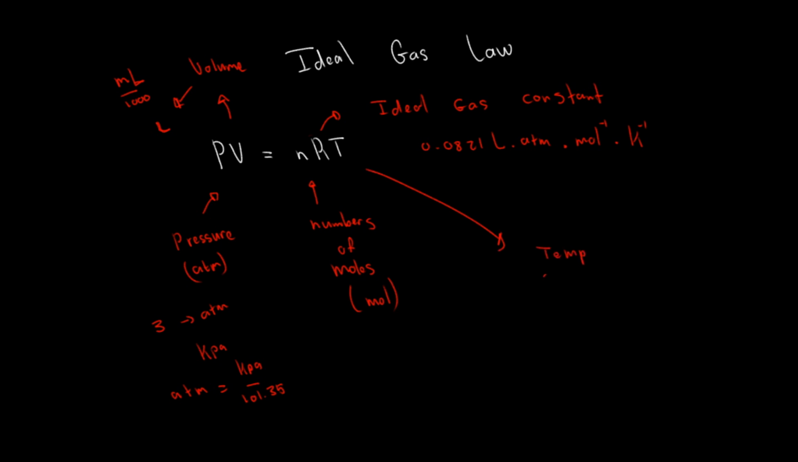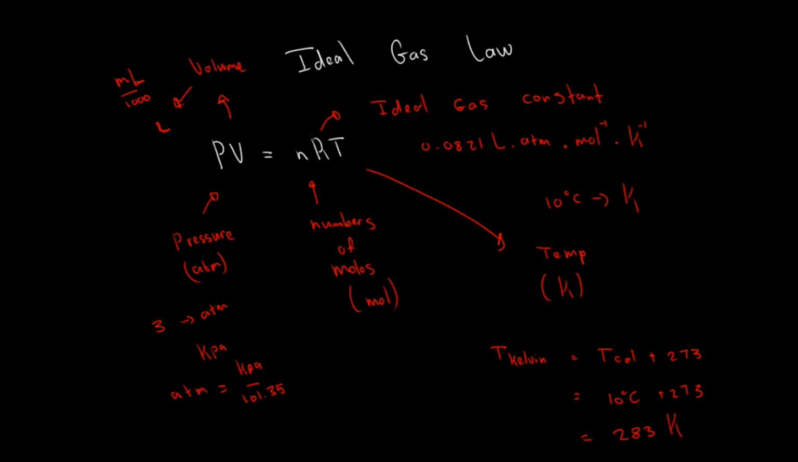Our temperature we always want in Kelvin. So, quick example: how do I go from 10 degrees Celsius to Kelvin? To go from Celsius to Kelvin, all I do is take my degrees Celsius and add 273. So we have 10 degrees Celsius plus 273, which gives me 283 Kelvin.